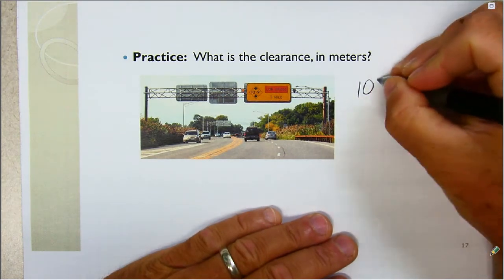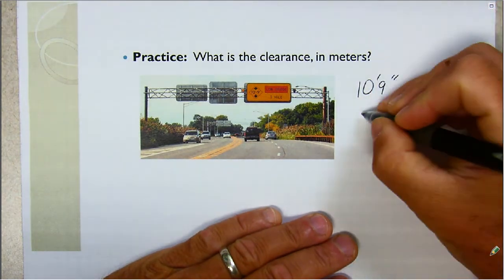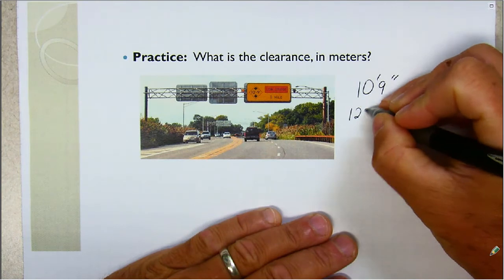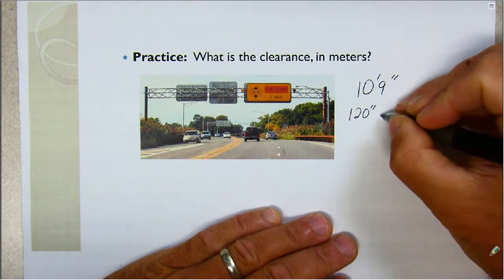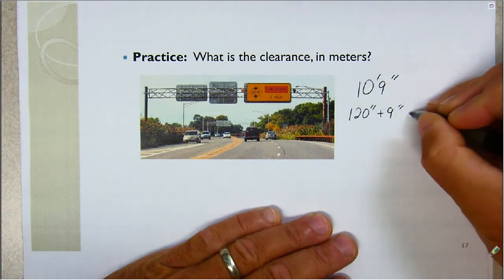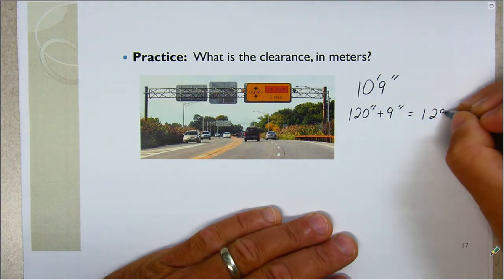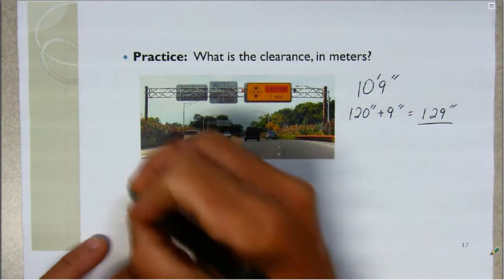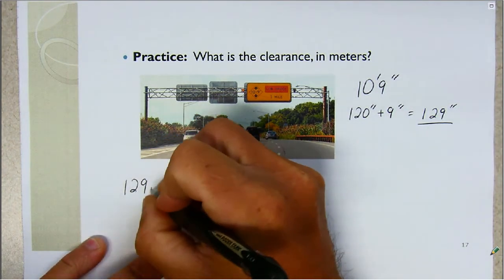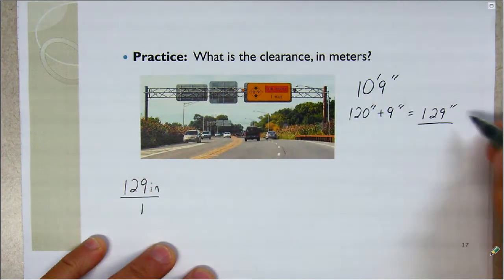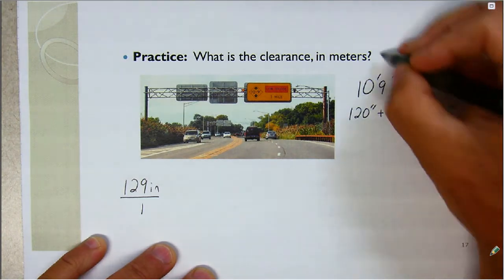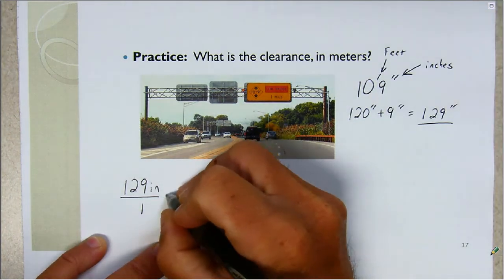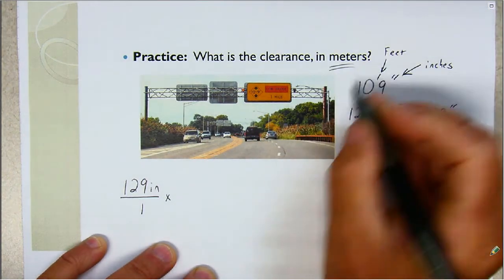Okay, here we go. 10 feet 9 inches of clearance. We already established that 10 feet times 12, that's 120 inches, plus our 9 inches. Our clearance could be stated as 129 inches. So let's take 129 inches. If you're not familiar with the notation, 2 tick marks always represents inches, 1 tick mark always represents feet. So 129 inches, how can we get to meters?